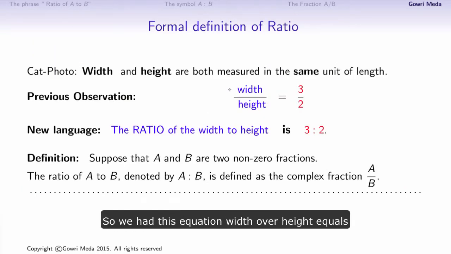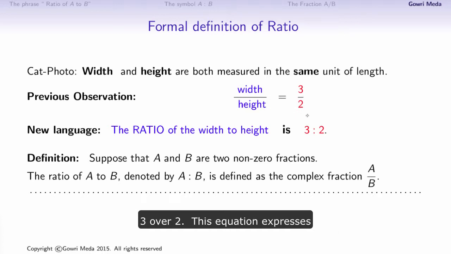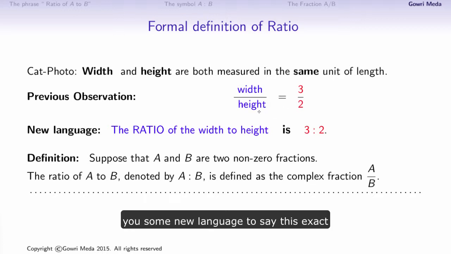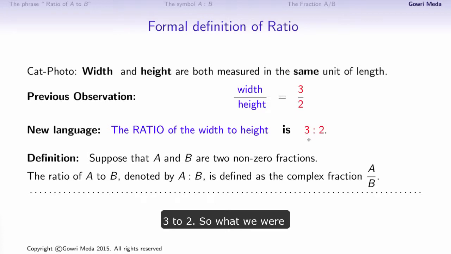So we had this equation, width over height equals 3/2. This equation expresses a relationship between width and height. Now I want to give you some new language to say this exact same information. Here's the new language. The ratio of the width to height is 3:2. Here I've written 3:2, and we read this as 3 to 2.